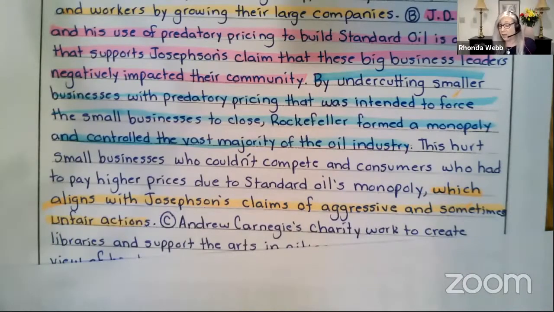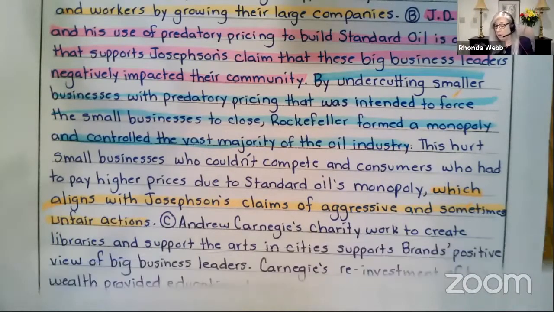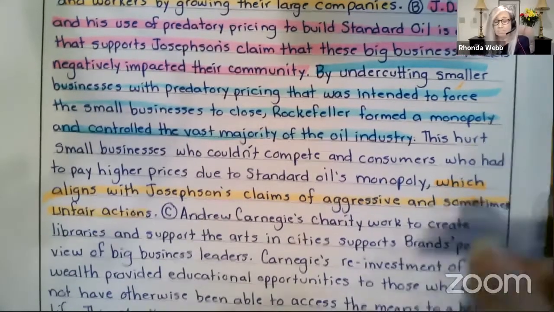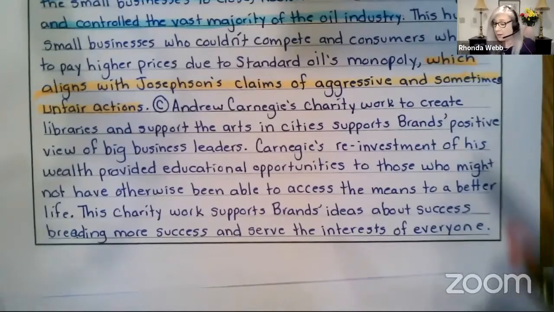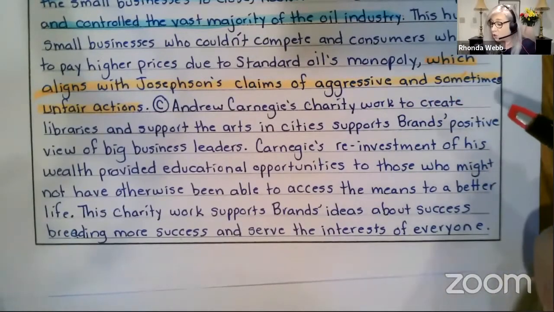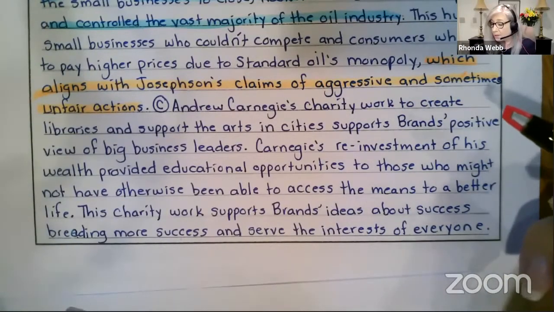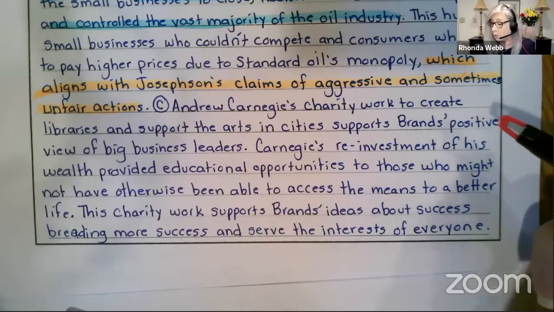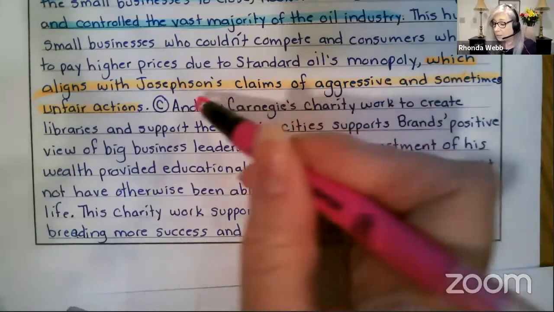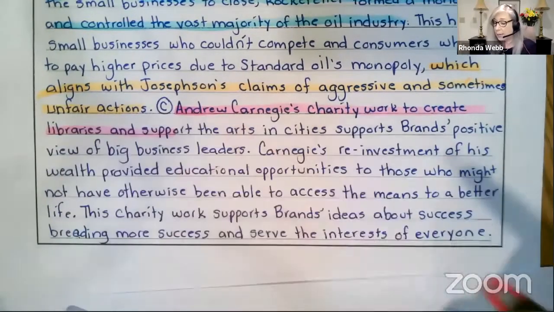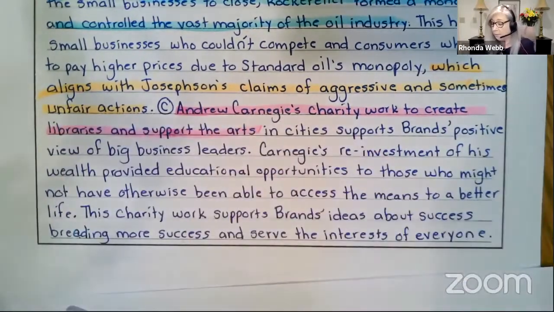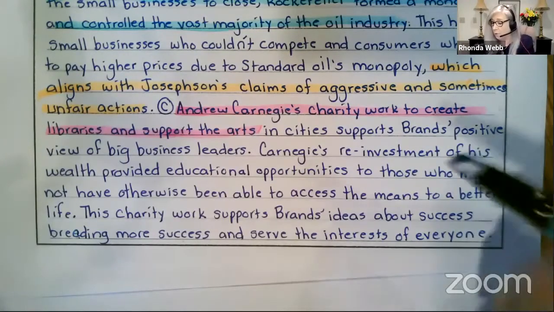Now I need to do the same thing with an example for Brands. And so I'm going to think back to some of those big businesses that may have benefited the community. Andrew Carnegie's charity work to create libraries and support the arts in cities supports Brands' positive view of big business leaders. So I'm going to say Carnegie's charity work, which was what? He's going to support the arts. He's going to make a lot of libraries. But I need to explain what that is. Okay, so I define it a little bit further.